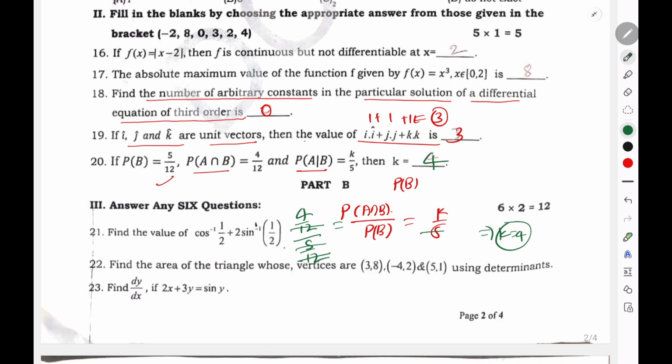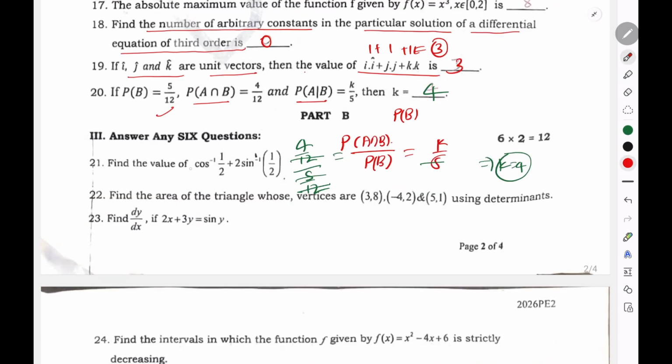Okay. Now if you want to see the remaining paper, I will scroll up. Find the value of cos inverse 1 by 2 plus 2 sin inverse 1 by 2. It's a very easy question. Sin inverse 1 by 2 means pi by 6, so 2 times that is pi by 3. Cos inverse 1 by 2 is pi by 3. So what is the answer? Pi by 3 plus pi by 3, 2 pi by 3.